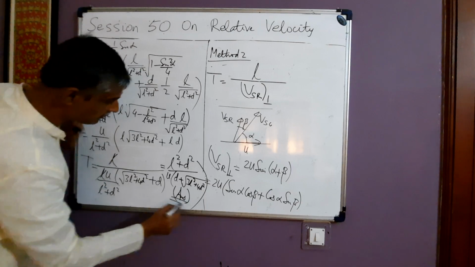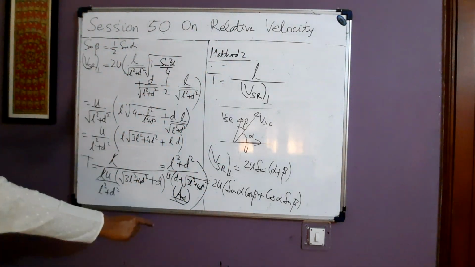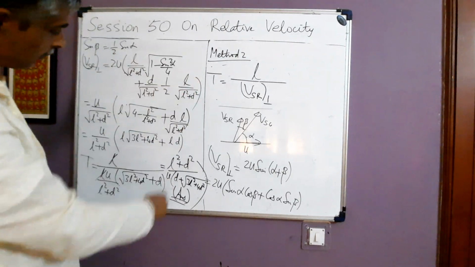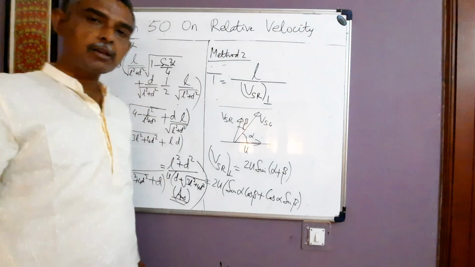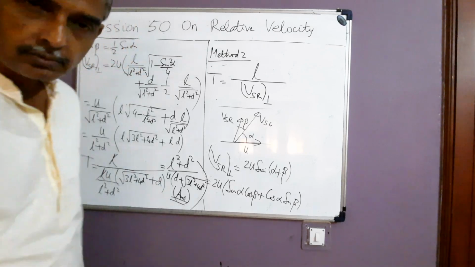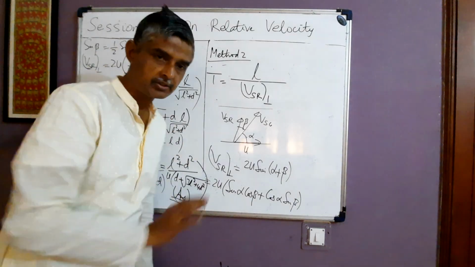Okay, so the same answer we have obtained by method 2 also. Fine. This was the 50th session on relative velocity. I took up this problem for case 3. In the next videos I will discuss some more problems on case 3. Then I will pass over to case 4. Then this chapter will be finished. Okay. So I close this here.